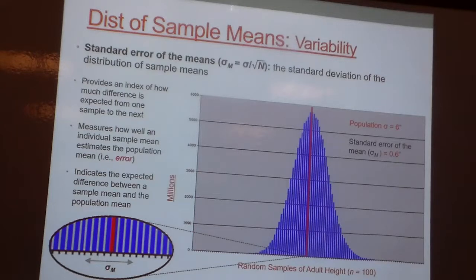Again, if we think about the standard error of the mean for the sampling distribution of adult height, assuming a population standard deviation of 6 inches, 6 inches divided by the square root of 100 is going to give us a standard error of 0.6. Okay, someone give me a conceptual interpretation of this standard error right here. What do you think, Alex? I say the standard error of this distribution is 0.6. What does that tell me?